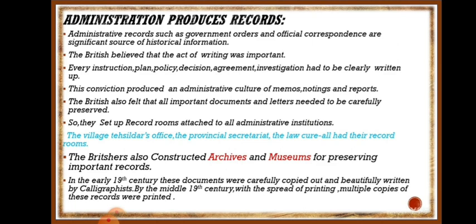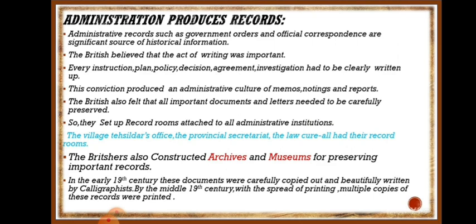Now let's have a quick review of what we have learned about the administrative sources. Administration produces records. That means the British administration produced several records that help us in knowing about our history during the British era. Administrative records like government orders and official correspondence, that means those related to official purposes, are significant sources of historical information.